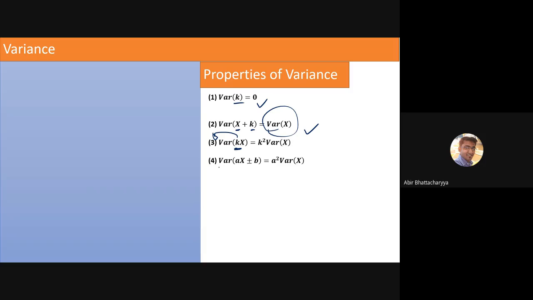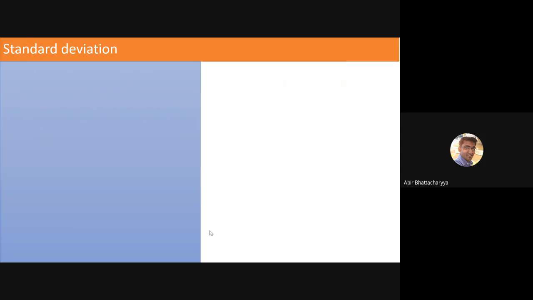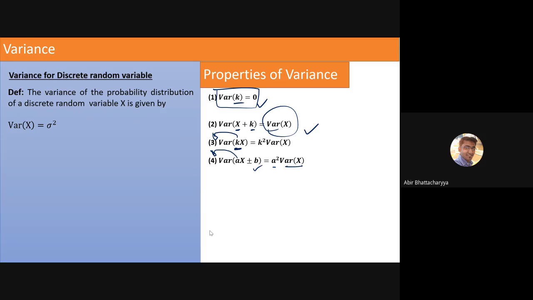And what is the variance of ax plus b? Since it is ax plus b, a will come outside: a squared variance of x plus variance of b. But we know that variance of b equals 0 because b is a constant. That's why it is only a squared times the variance of x.